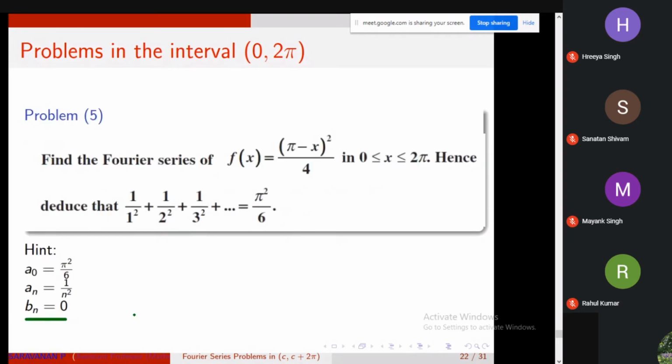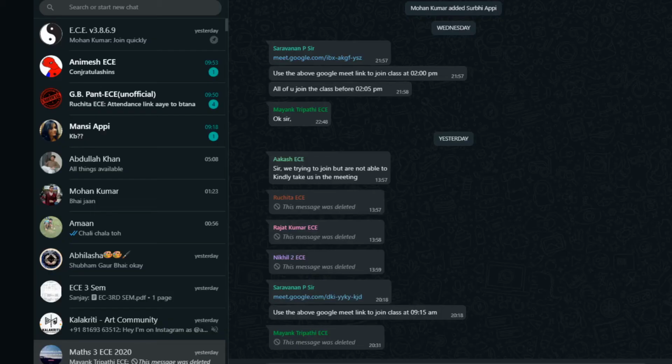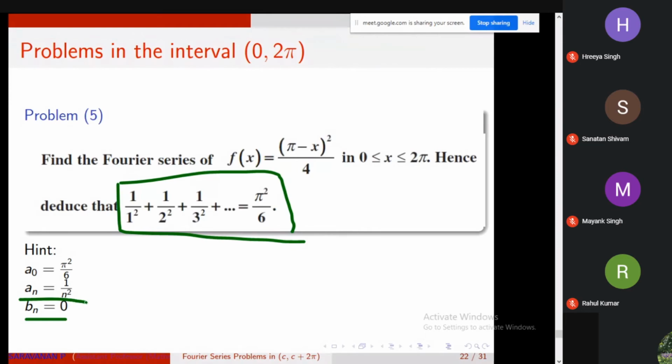Then how will you derive this? Can you tell me? Look at your an. You got 1 by n square. So you'll get the summation n equal to 1 to infinity of 1 divided by n square into cos nx. Now put x equal to 0. Then a naught by 2 will become pi square by 12, and you will get the summation n equal to 1 to infinity of 1 by n square cos 0. Cos 0 is 1, and bn is 0, so you will not get that term.